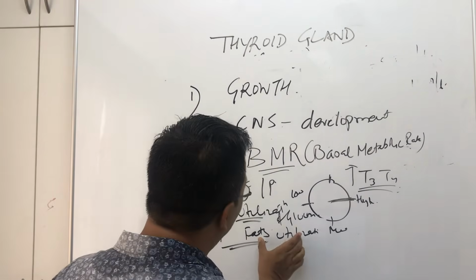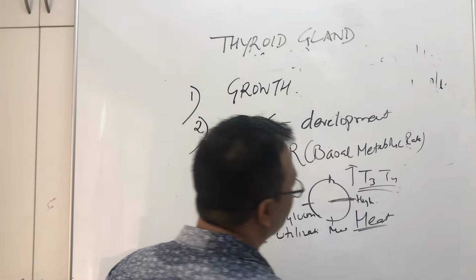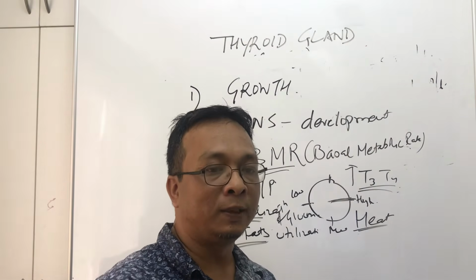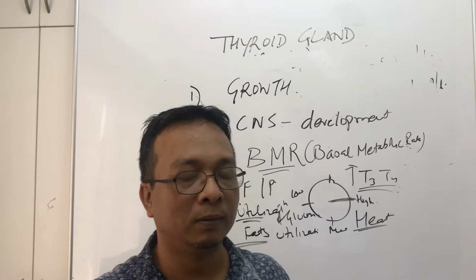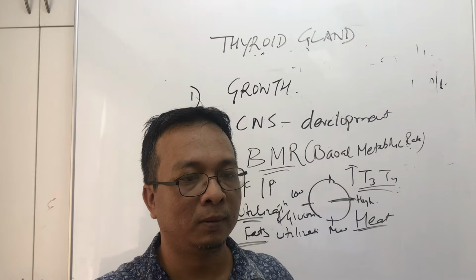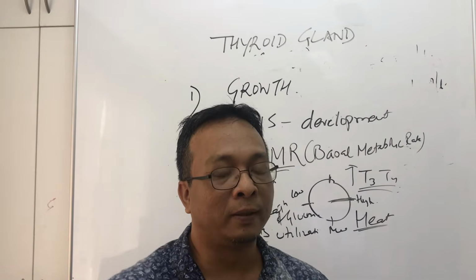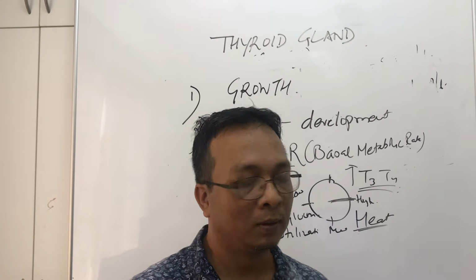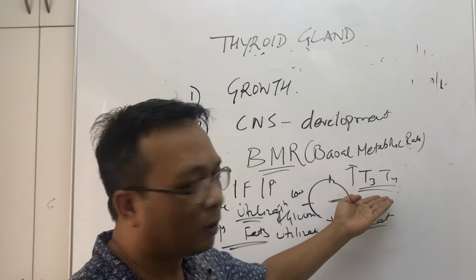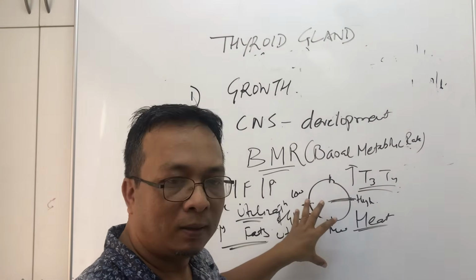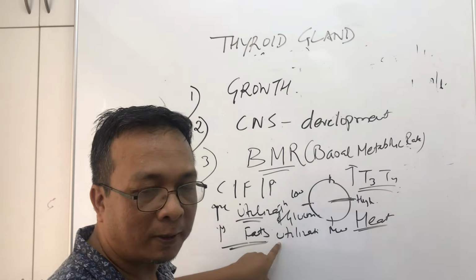Okay, so when you are burning more, obviously more heat will be produced. So those people who have increased T3 and T4 levels, they are always sweating. They never feel cold, because their BMR is so high that their body is producing enough heat to fight against any sort of cold. Because of increased T3, T4 levels, he is utilizing lots of glucose and fats.